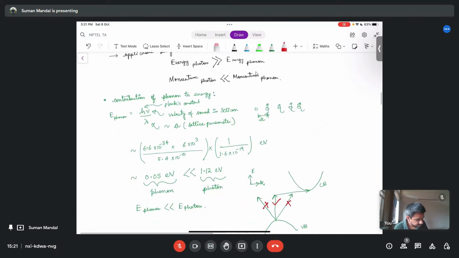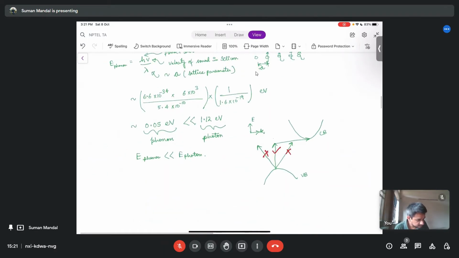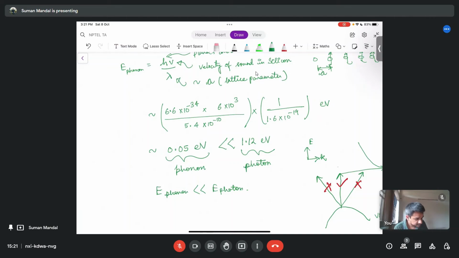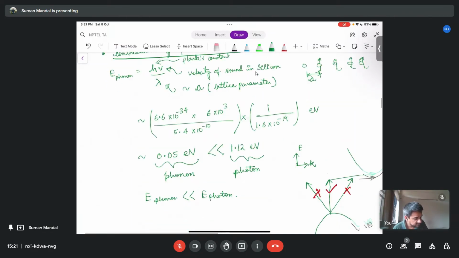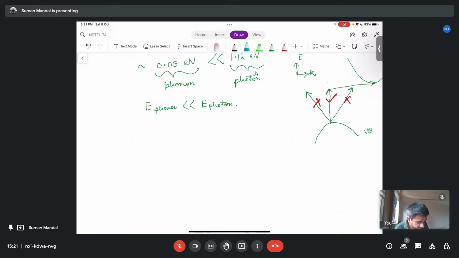So we have done the contribution of phonon to energy. Now I will study the contribution of photon to momentum.